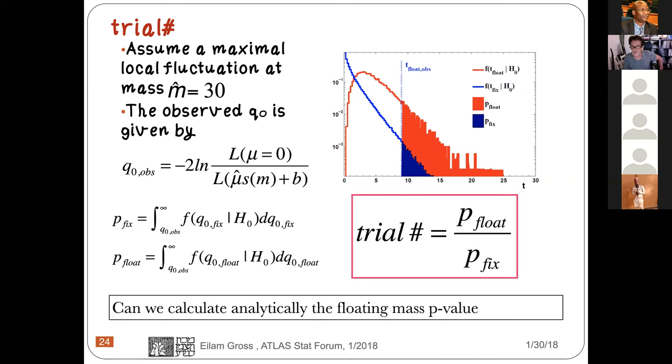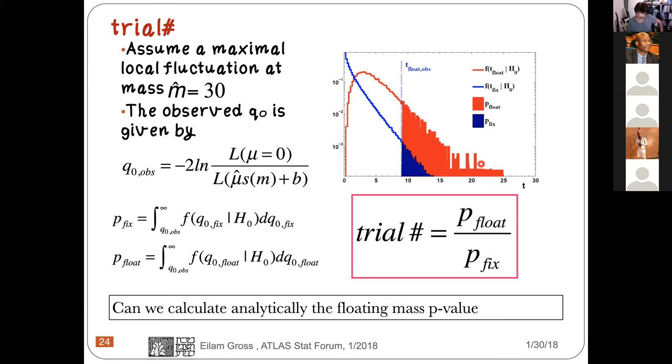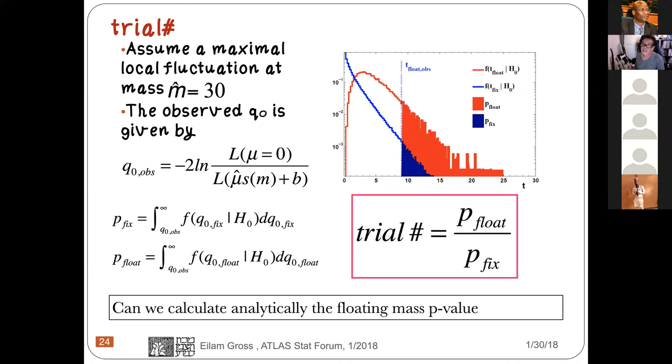Now, in order to know this, we need to know the distribution of these test statistics. And this test statistic is made by tossing experiments and each time finding the maximum fluctuation, or the smallest p-value. Every time you toss an experiment, you scan the whole mass range, you find this mass where the fluctuation is the biggest, and this is your entry. You calculate Q for this, and you put an entry in this PDF, probability distribution function.